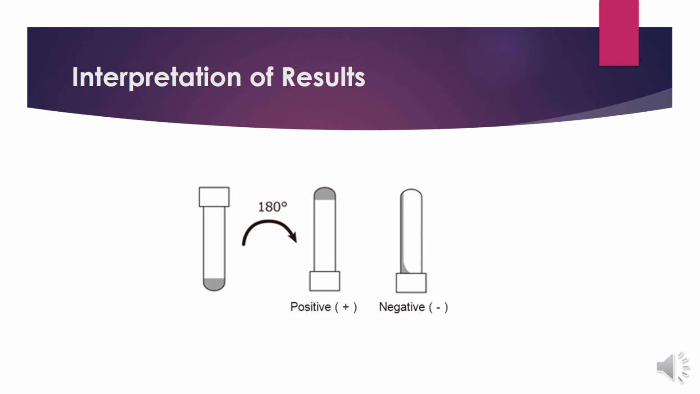So this slide is showing you how you are going to interpret the result for the LAL test, or in vitro test. You invert the tube that is holding the sample with the reagent in a single motion up to 180 degrees, and then check for the presence or absence of gel formation. If there is formation of gel, the product will remain stuck at the bottom of the tube and won't move upon inverting the tube. This shows a positive result, meaning your sample has pyrogens available.